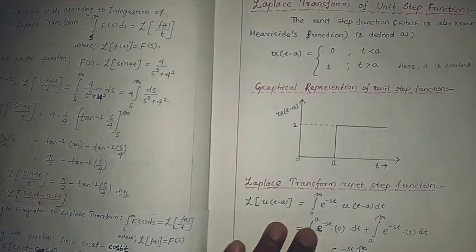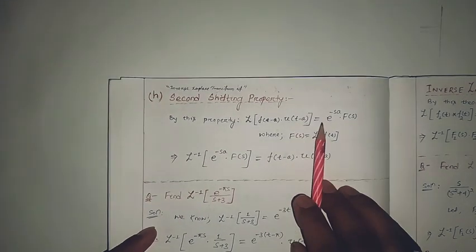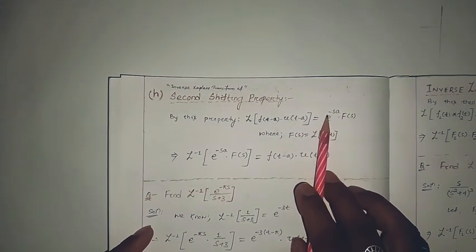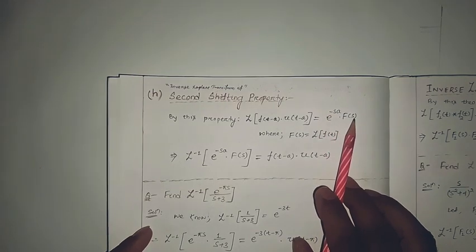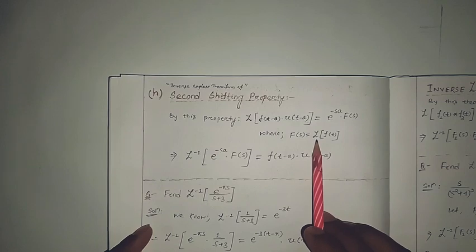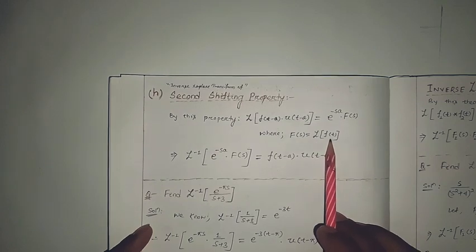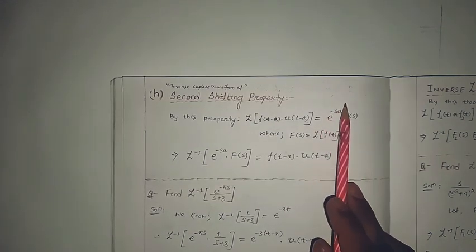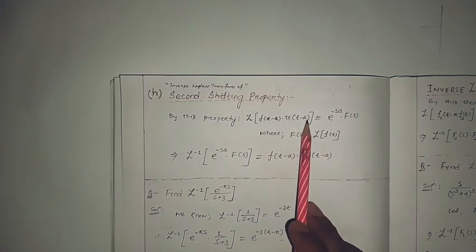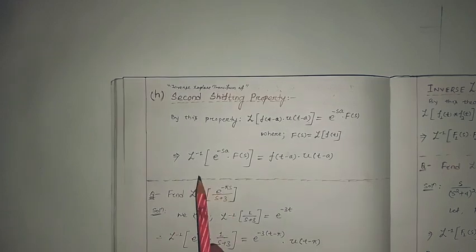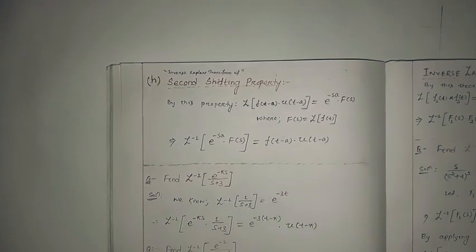Here u of t minus a is the unit step function, and it will be equal to e to the power minus sa into capital F of s, where capital F of s is nothing but the Laplace transform of f of t. Hence, that implies the inverse Laplace transform of this will be equal to f of t minus a into u of t minus a. We are going to use this to solve the numericals.